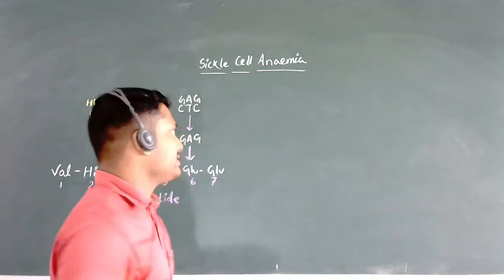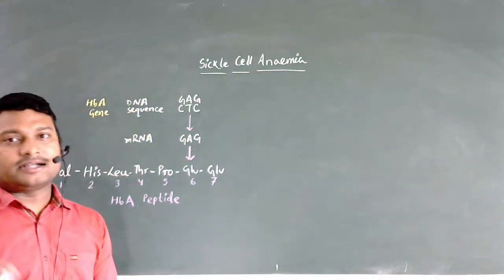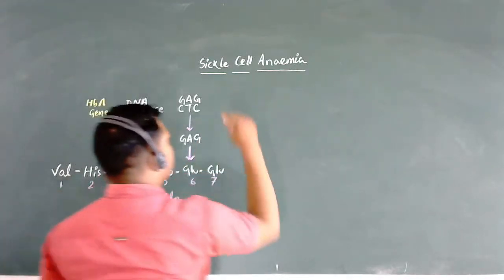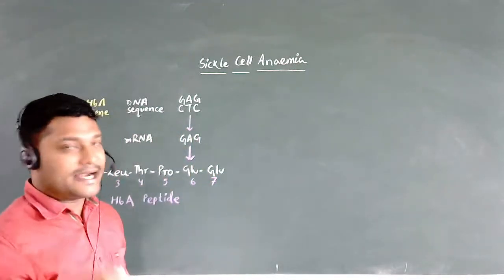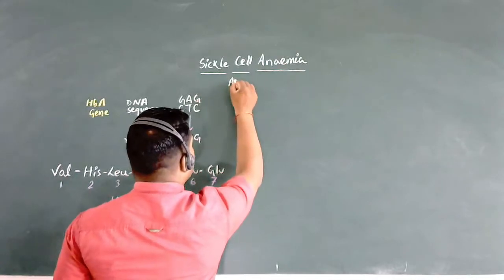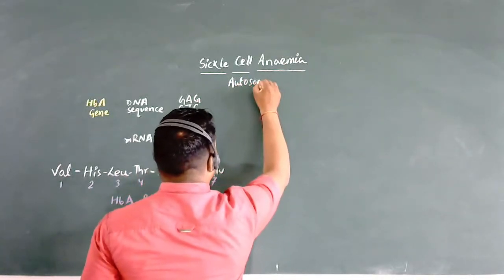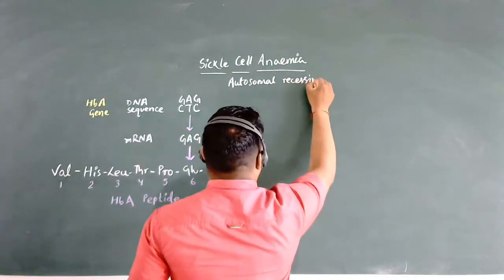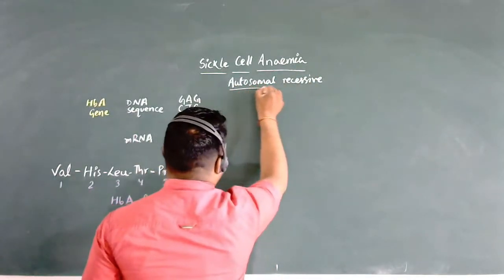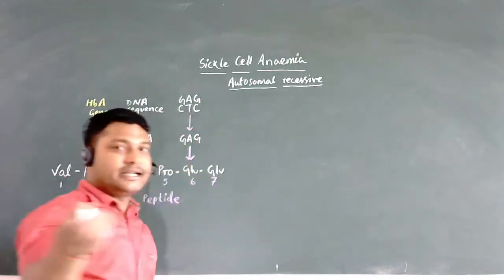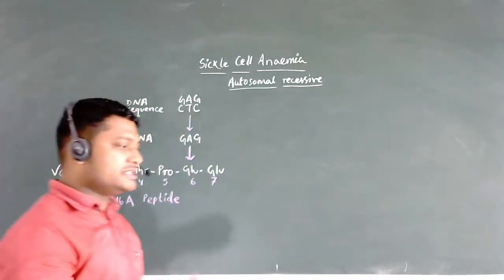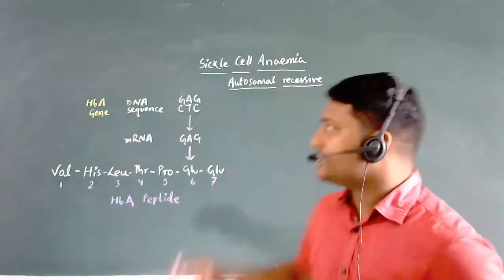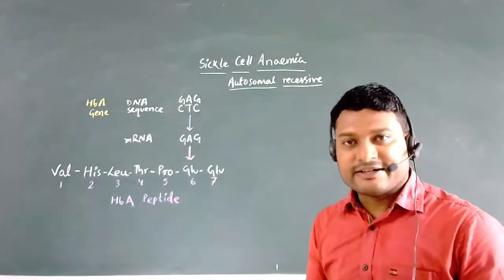The first and foremost thing you have to understand is, when we talk about sickle cell anemia, the inheritance pattern, right? And that is going to be autosomal recessive. Now, if you are lucky, you get a direct question on what is the inheritance pattern of the disease. You directly go for this answer, that is autosomal recessive.